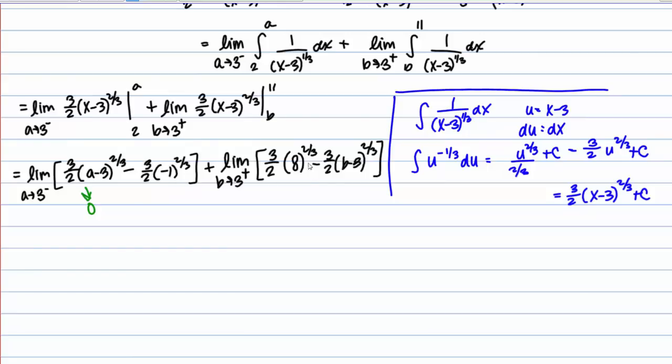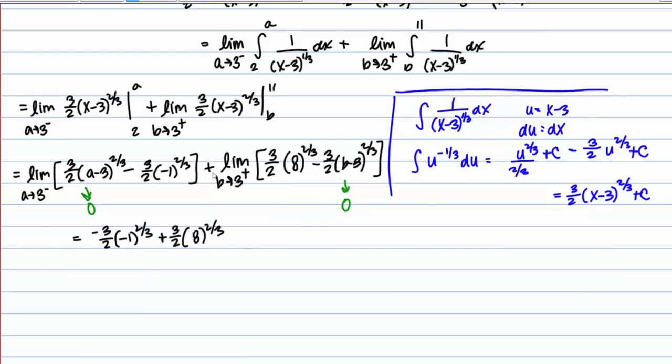And then a similar thing happens in the second limit, where b is going to 3 from the right. I have this constant term, and then I have minus 3/2 times the quantity b minus 3 to the 2/3. As b goes to 3 from the right, this b minus 3 term is also approaching 0. And then the limit of a constant term, of course, is just that constant. So then I'm just left with, in the end, these constant terms.